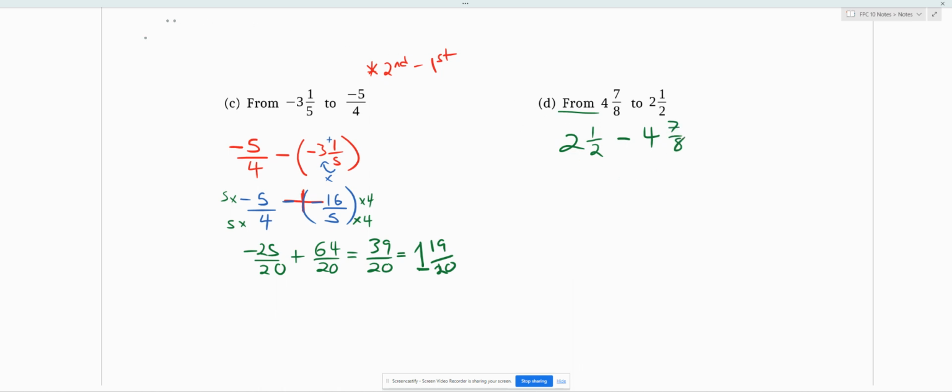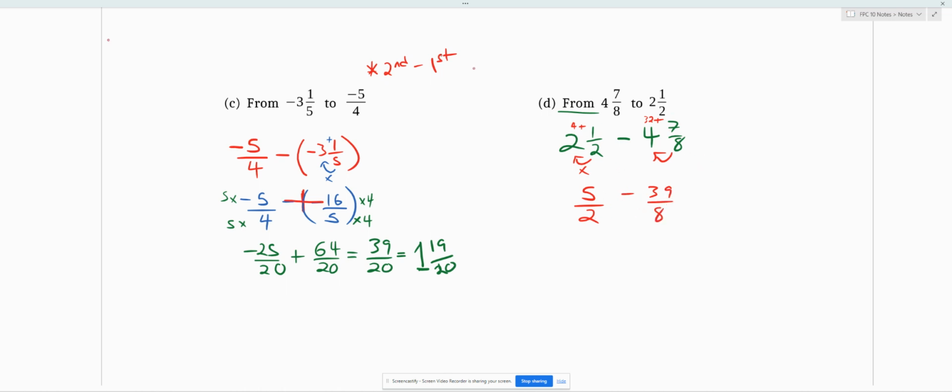All right, so let's convert here. Let's change to red just to show. First, I need to make them both improper. 2 times 2 is 4, and then I'm going to add the 1. That's going to give me 5. So I'm going to get 5 over 2, and 4 times 8 is going to give me 32. 32 plus the 7 is going to give me 39. So I get 39 over 8, and we're subtracting.